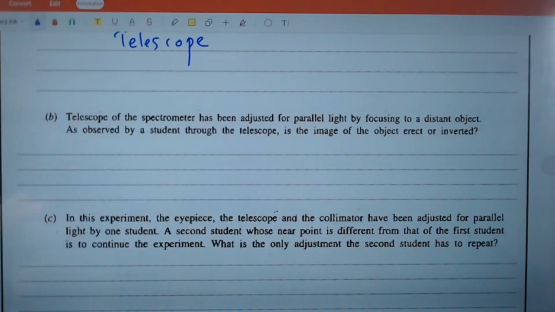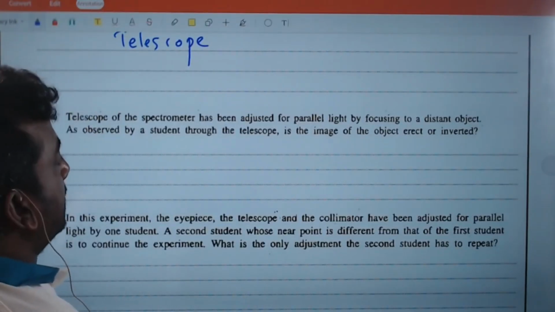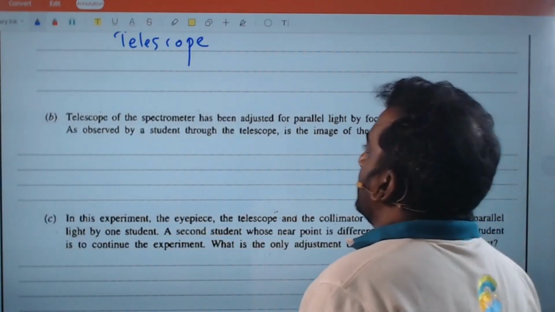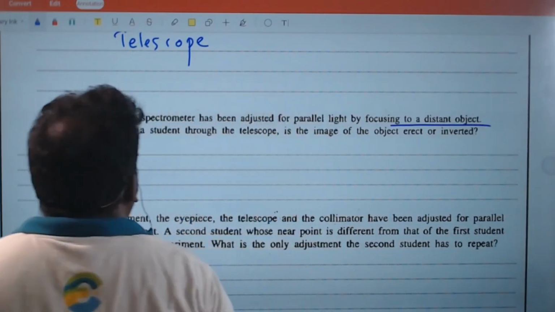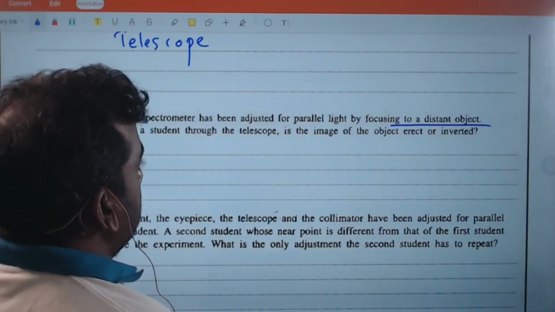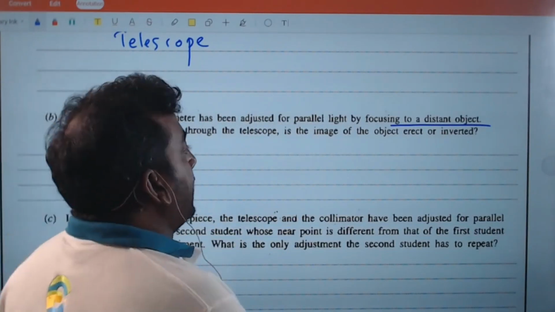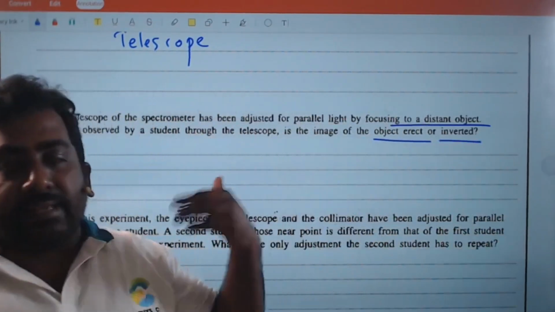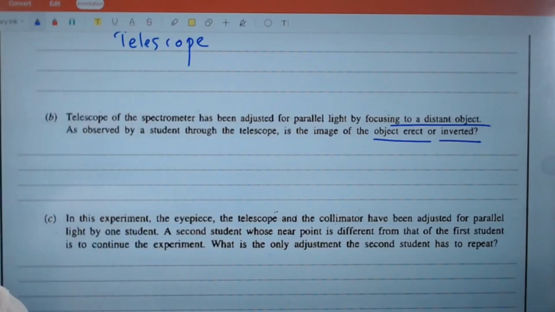Telescope of the spectrometer has been adjusted for parallel rays by focusing to a distant object as observed by a student through the telescope. Is the image of the object erect or inverted? Light rays coming from infinity, we will see virtual, upright, inverted images.